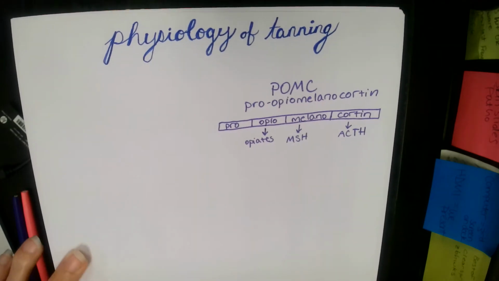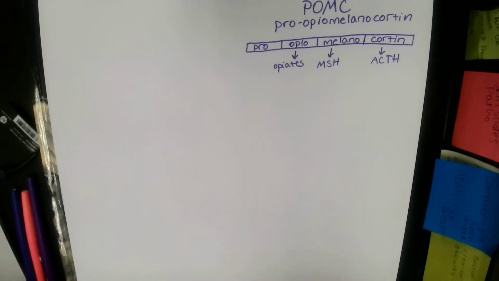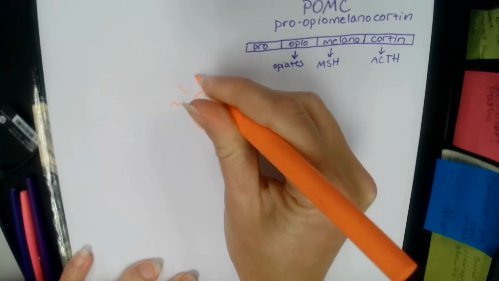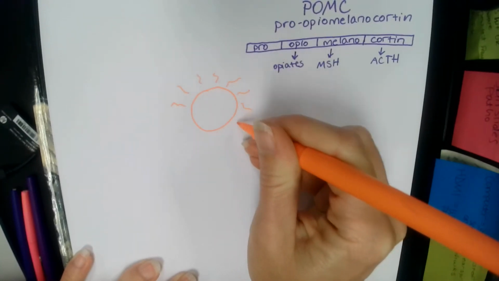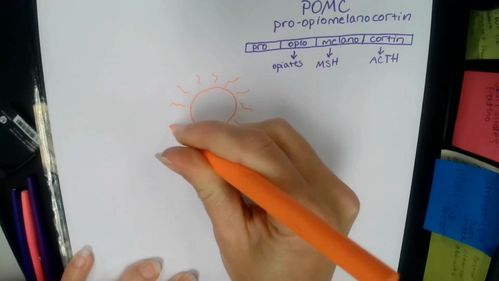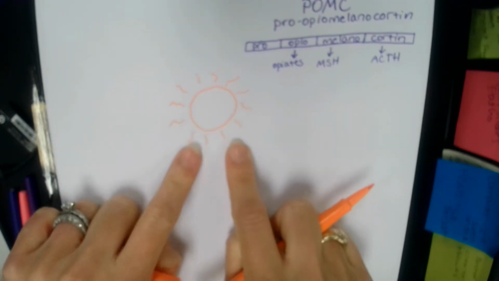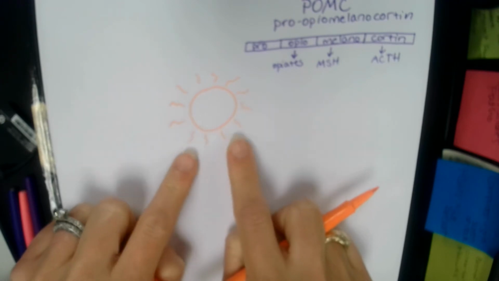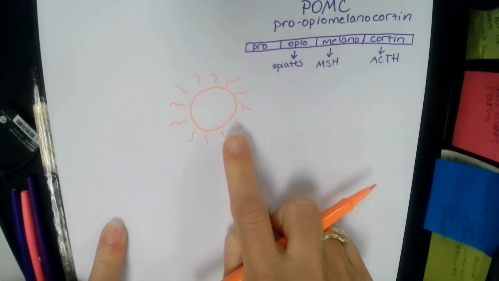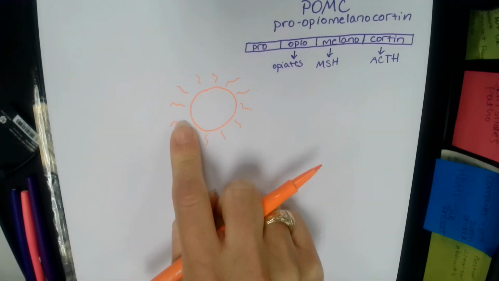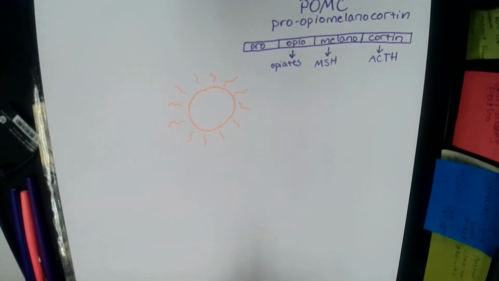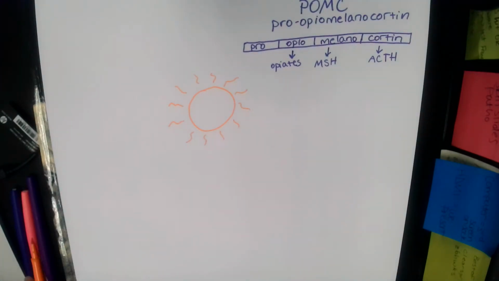All right, so in our tanning, we're going to start, of course, with the source of UV radiation, which is the sun. We're going to draw a nice little sun here. And this is going to activate our melanocytes to make melanin in two different ways. One of them is a little bit longer, one of them is a little bit shorter. One goes through our skin and one goes through our eyes. So I'll draw through each of those pathways with you.